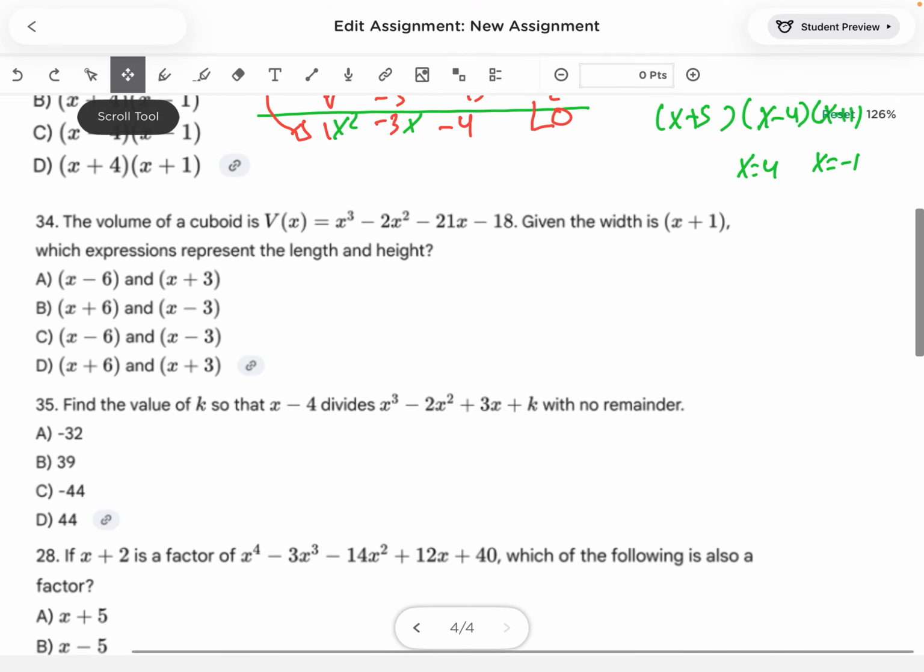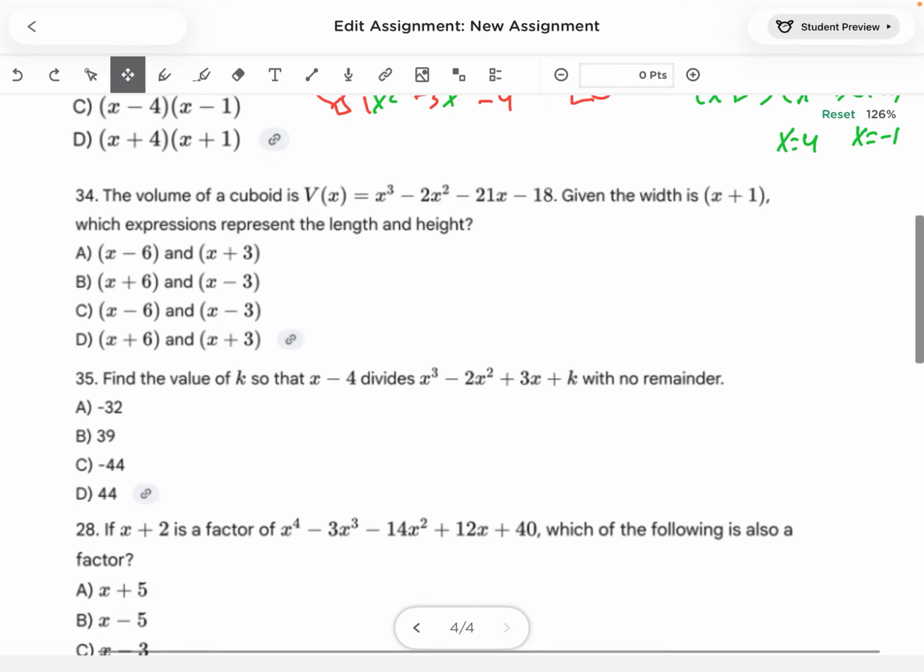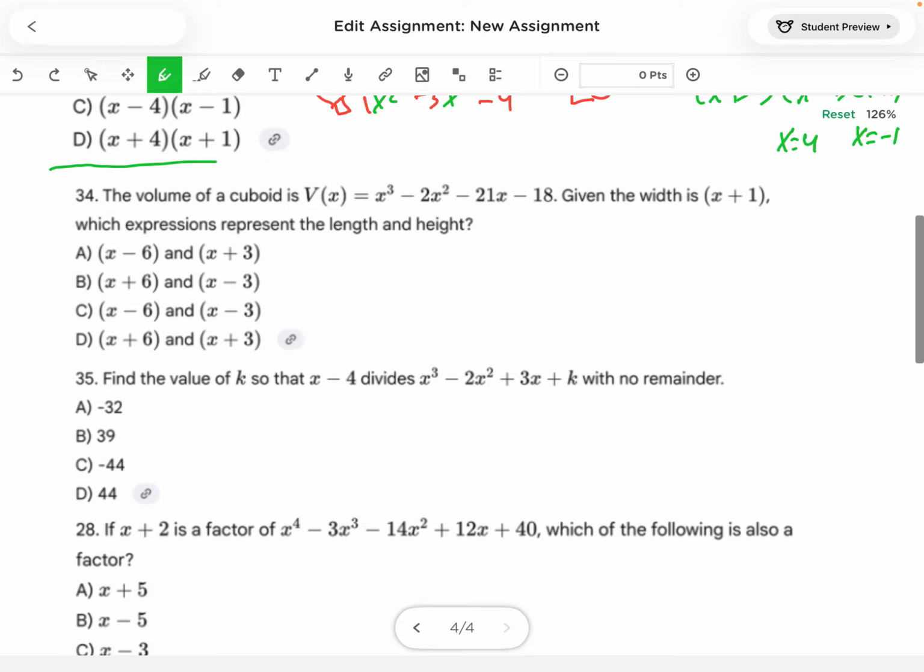Last, okay. The volume is given with the width, find the expressions representing length and height. We will do the same thing, synthetic division, and we write the other factor. This one is equal to 0. So x will be negative 1 in the box. We have 1, negative 2, negative 21, negative 18.